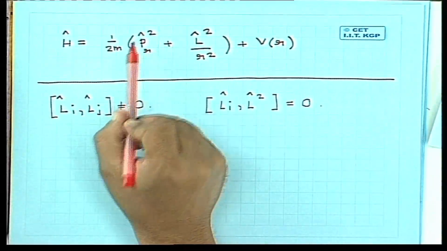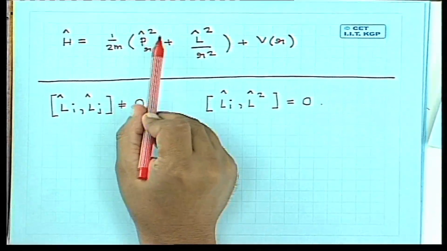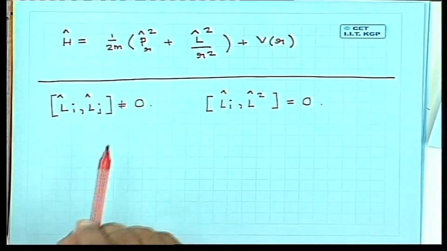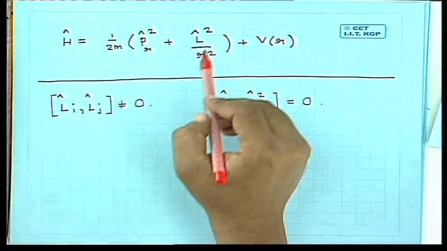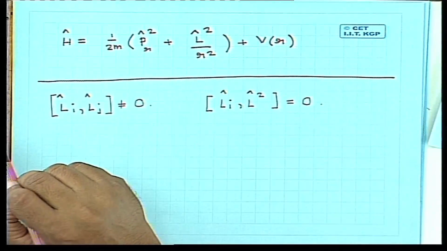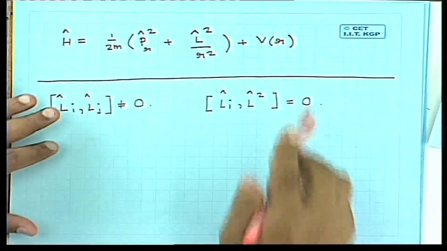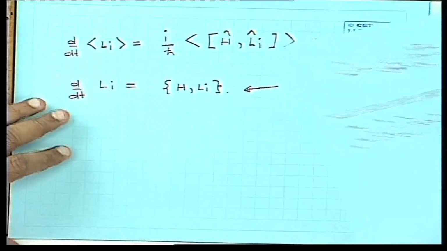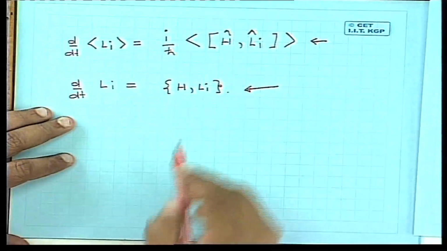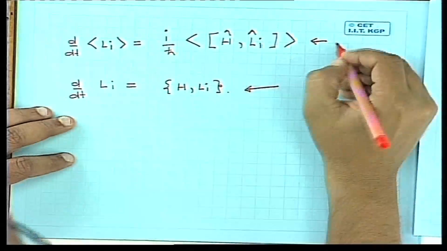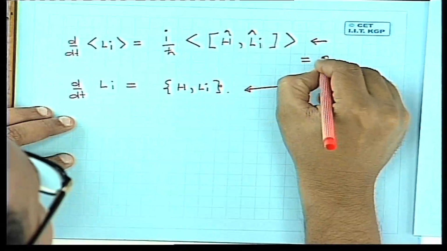The radial momentum involves only radial derivatives, so this obviously commutes with all components of the angular momentum. We have also seen that L squared commutes with all components of the angular momentum. And this also involves only the distance, so this also commutes with all components of the angular momentum. So the commutator of h and the angular momentum is 0. This is exactly equal to 0.